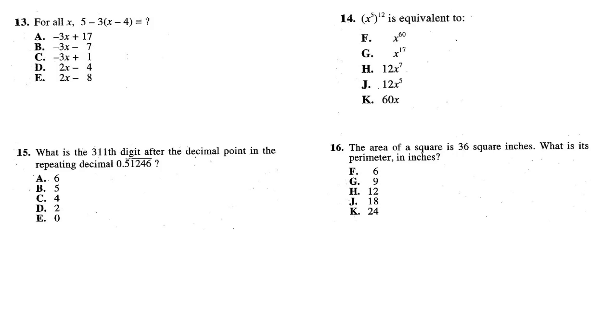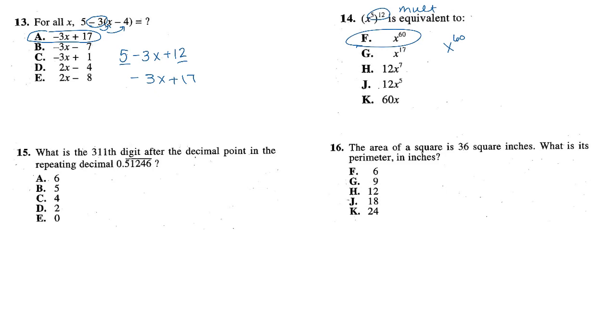Okay, number 13, we're going to take this -3 and we need to distribute it to each part. So we're going to have 5 minus 3x plus 12. And combining our like terms, we have -3x plus 17. So that's going to give us answer choice A. Number 14, whenever you raise an exponent to an exponent here, you need to multiply. So we're going to have x raised to the 60th. So answer choice F.